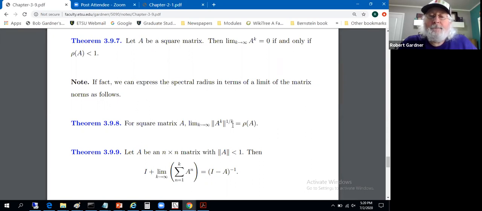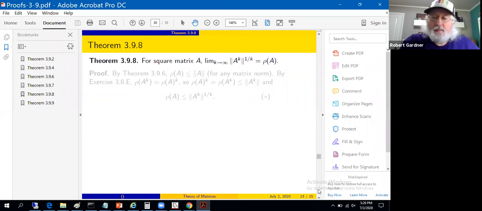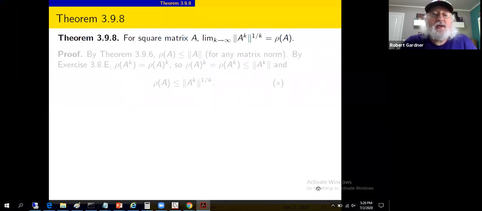No restrictions on the norm. All norms are equivalent, so as I said, we're doing some of this with a generic norm. So for any matrix norm, this property is satisfied. Let's go through a proof of that. This isn't nearly as lengthy as the previous one, maybe a couple of slides.